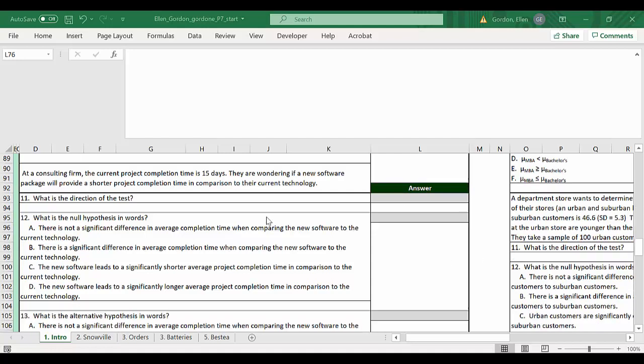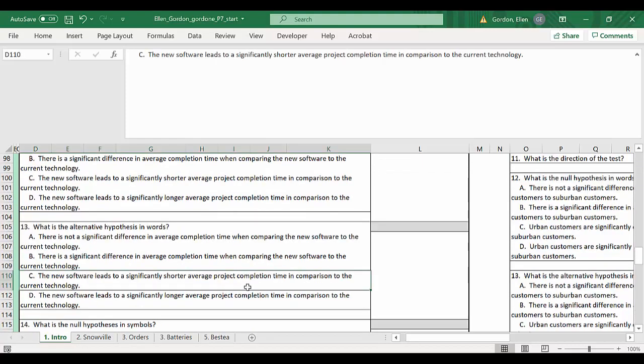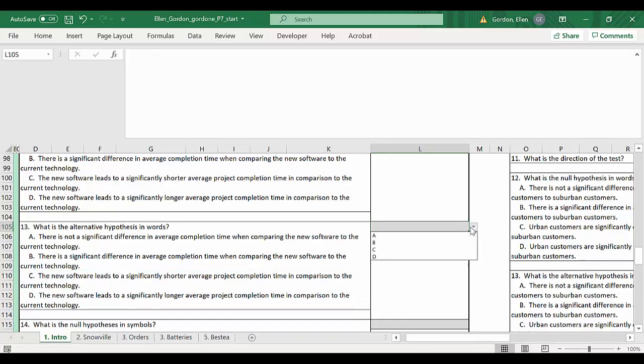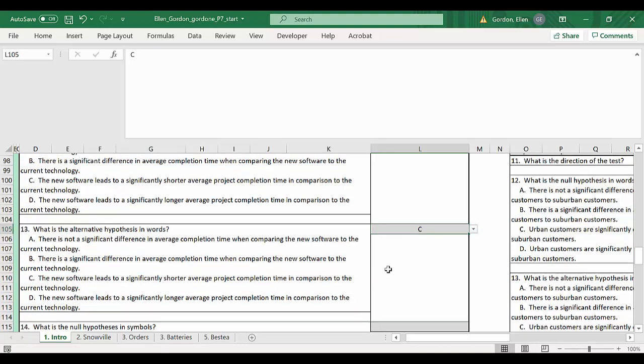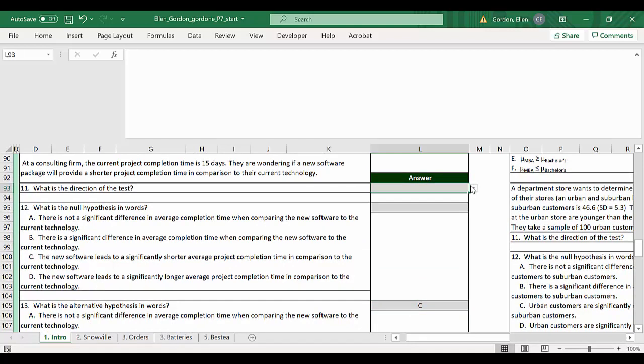So starting with the alternative hypothesis, they think that it provides a shorter completion time. So out of all the options, that would be C. The new software leads to a significantly shorter average project completion time. And that would be a one-tailed left, right? We think that the mean for the new software is less than the mean for the current technology. So it's less than, it's going to be to the left, one-tailed left. And then the null hypothesis in words, easy. It's always there is not a significant difference.